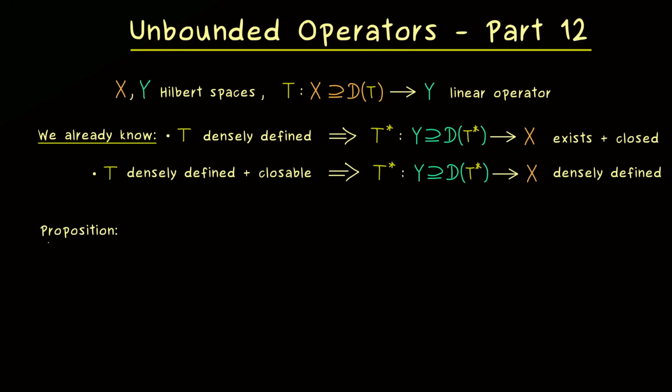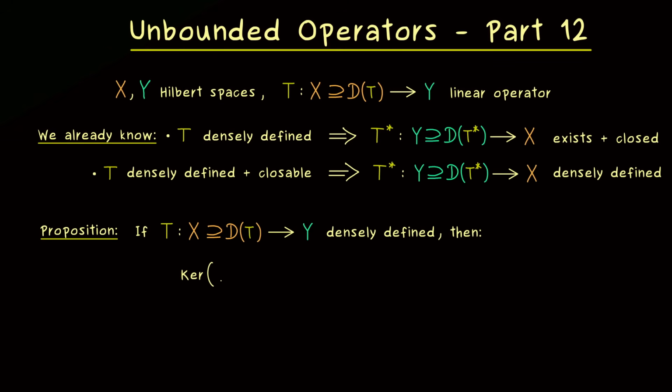And with that knowledge we can immediately make a claim for the kernel of the Hilbert space adjoint. So let's simply take T as a densely defined operator and let's look at the kernel of T star. So the only thing we know is that T star is a well-defined closed operator. And the kernel of T star has to be a closed subspace in Y. And there you might already know another subspace in Y, namely the range of T. And indeed, the orthogonal complement of this range is exactly the kernel of T star. And that's already the whole relation we want to prove now.